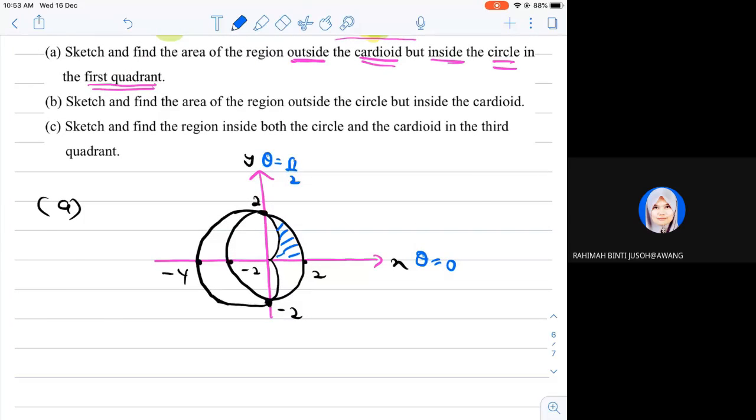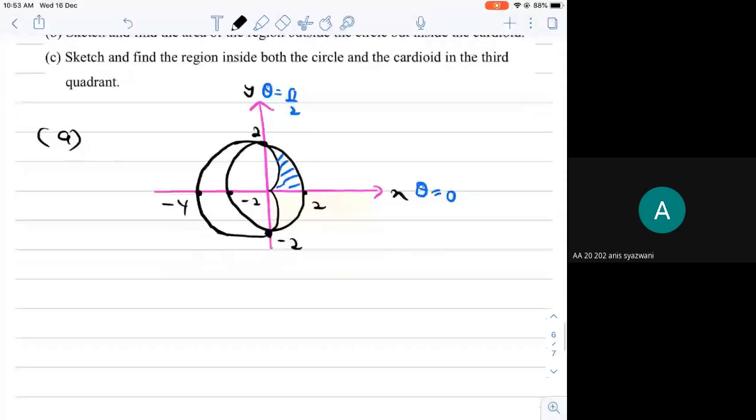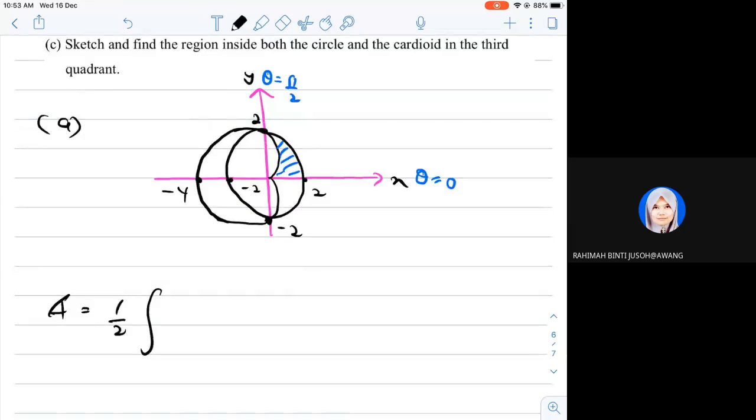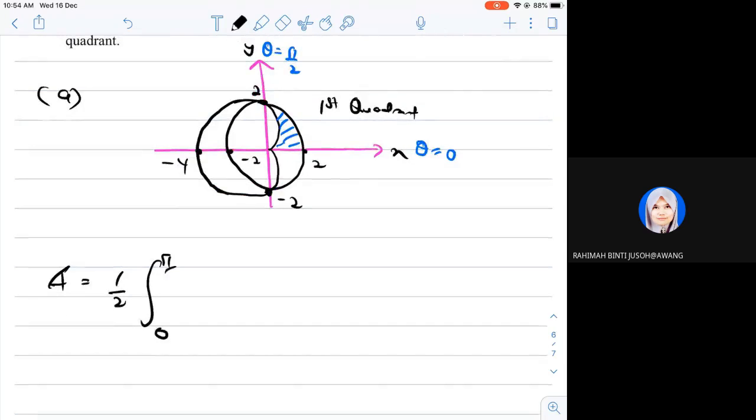Faham maksud saya cari angle tu? Okay. So now we can proceed with the calculation. So area, right? So don't forget 1/2 straight away. A until B. So apa ni? What's the lower limit? Theta should be equals to 0 because it said that in the first quadrant. So this is first quadrant lah. Kan soalan tu nak first quadrant. So this is the region. So 0 until pi over 2.